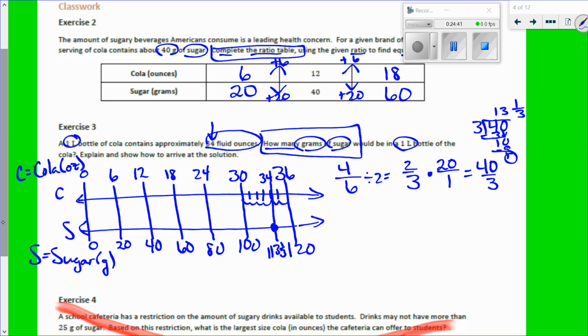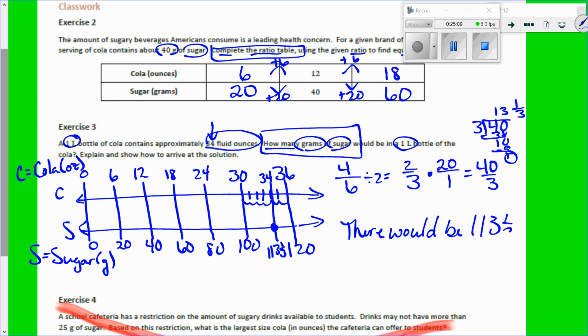So how many grams of sugar are there in 34 ounces of Coke? Oh, there's lunch. We basically finished the problem itself right before lunch. Now all we have to do is write our full sentence answer. So the question was how many grams of sugar would be in a liter. So the answer would be, there would be 113 1/3 grams of sugar.